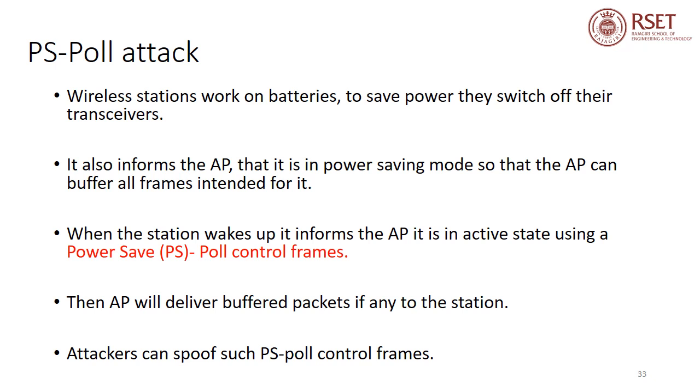the station will inform the access point that it has come back to an active state by using a PS poll control frame. And once this PS poll control frame is received, the AP will deliver all the buffered or stored up packets which were intended for that station to that corresponding station. Now what kind of attack is possible over here? What the attackers can do is they will spoof these kind of PS poll control frames, and they will try to cause some havoc in the interaction between the wireless stations and access points. Such kind of an attack is known as the PS poll attack.